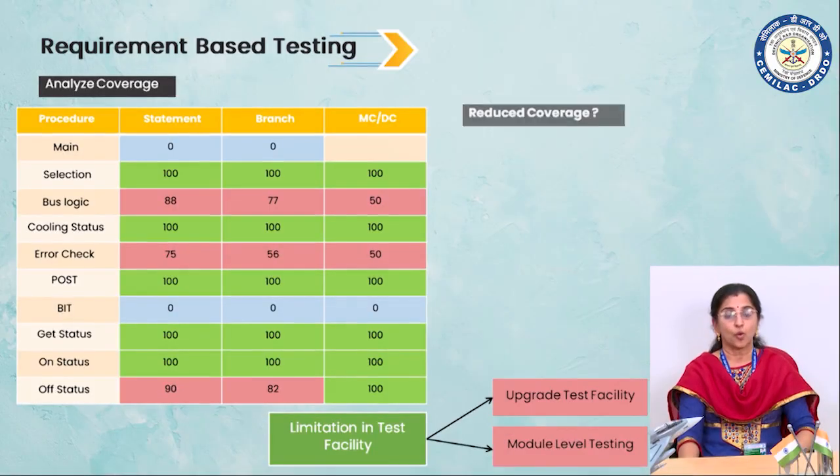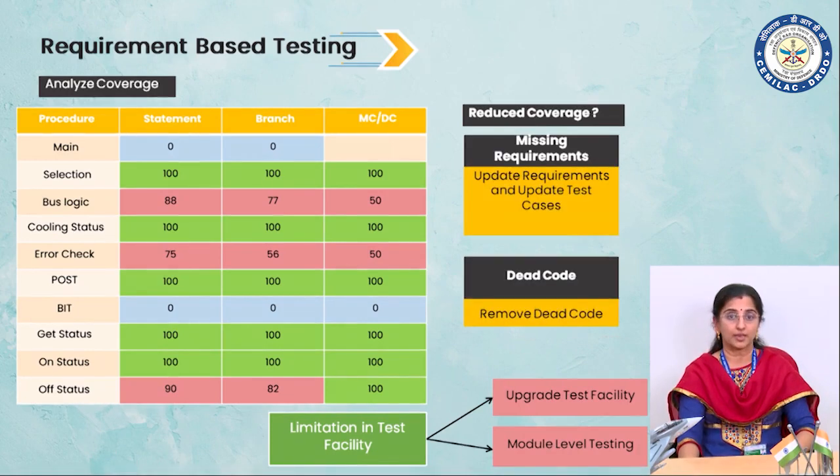So, if 100% structural coverage is not achieved in RBT, what to do? Yes, Gracie. One reason could be that there are missing requirements and so no corresponding test cases. Next, there could be presence of dead code, which needs to be removed. Or at times there could be a limitation in the test facility that is used. It's not always possible to upgrade the test facility, due to which module level testing needs to be carried out for a small percentage of code.